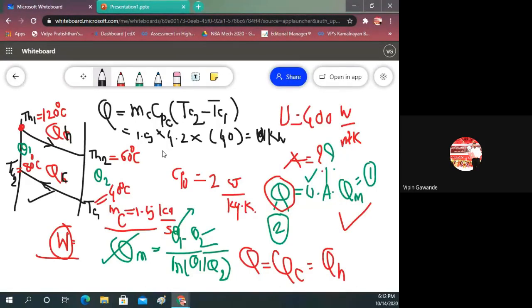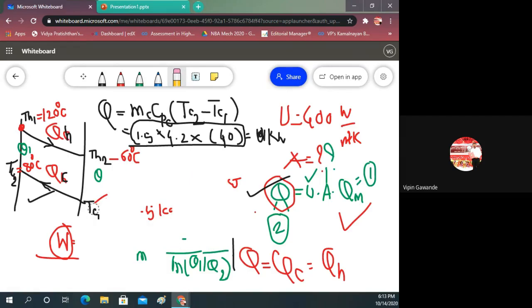So you have to multiply by 10 raised to power 3 and then use the formula. Just check the unit here. I'm just telling you how to calculate the value of Q, which is unknown now. Those who want to calculate it using QC, use M C CP C times TC2 minus TC1.